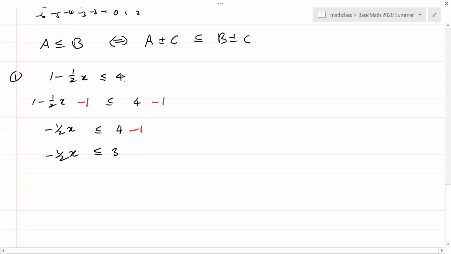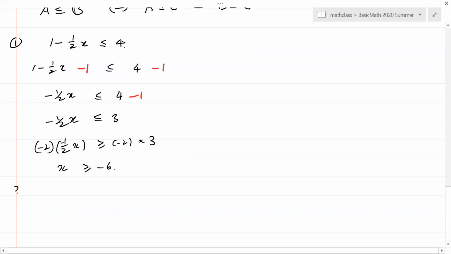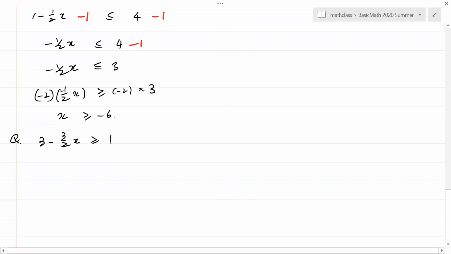Then the next step is similar to the above: multiply both sides by -2. If you multiply by -2, you have to change the direction of the inequality. So x greater than or equal to -6. All right, I'm going to ask you to do the next problem: 3 minus 3 over 2x greater than or equal to 1. Please solve this inequality.